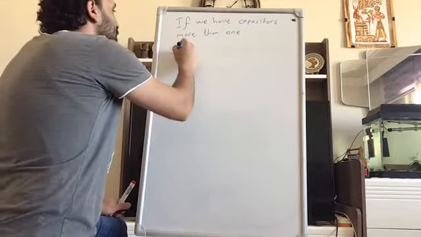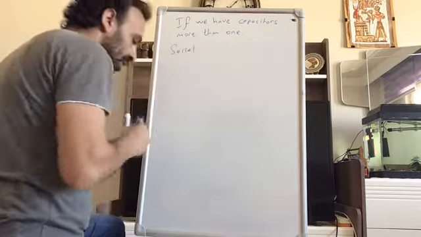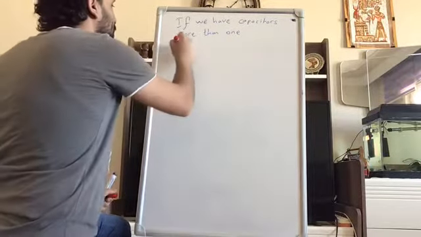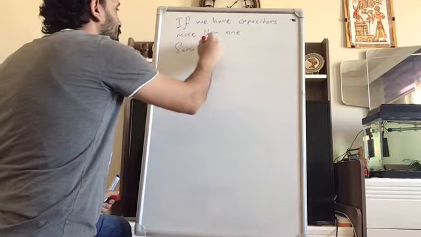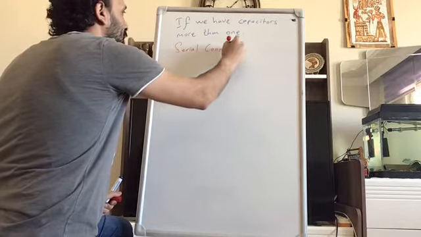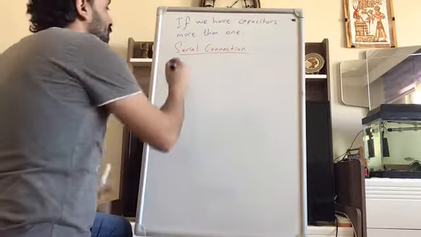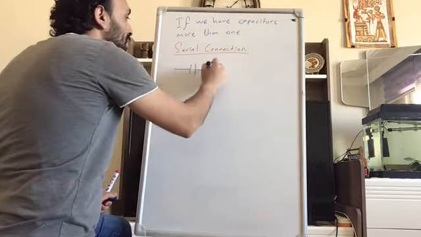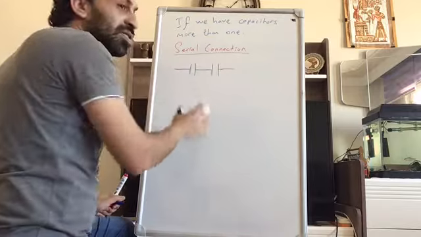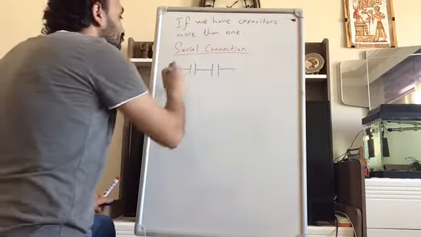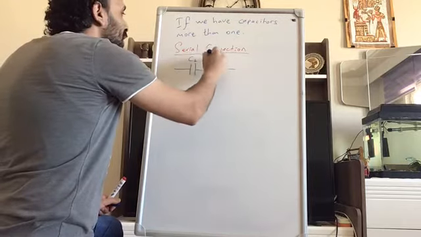One way is the serial connection. Let me write with red. Serial connection means when you connect capacitors one after another. We can generalize this discussion to more than two, but I'll keep it simple, so I'll have two capacitors in the beginning. Let's say this is C1 and C2.